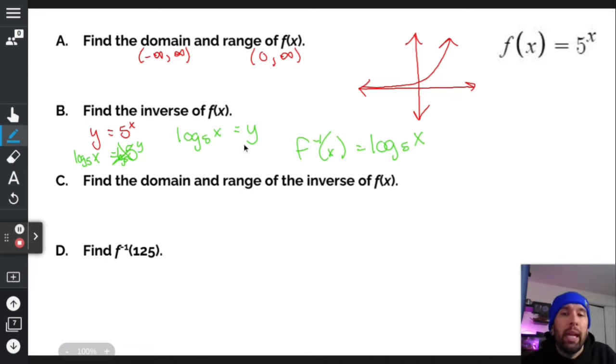Find the domain and range of the inverse of f of x. Well, without doing anything, I know that the domain and range of an inverse are just switched. The domain and range of the inverse of f of x is just me saying, all right, well, the domain is now the range, so negative infinity to positive infinity. And the range is now the domain, 0 to infinity.